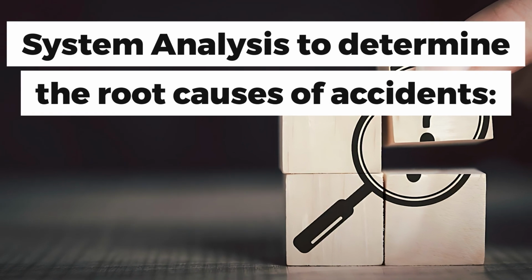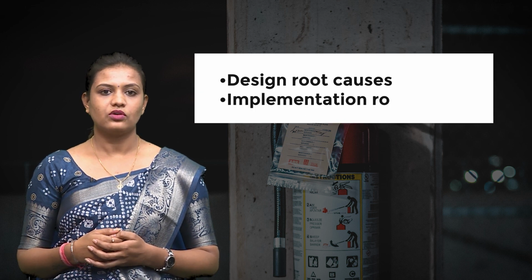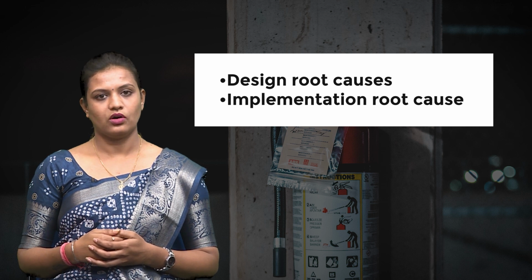The last analysis is system analysis to determine the root causes of the accident. Once an organization identifies inadequate policies, programs, plans, processes and procedures, they are getting to the root causes. The root causes for accidents are the underlying safety system weaknesses that have contributed to the existence of hazardous conditions and unsafe behaviors that represent surface causes of accidents. These weaknesses can take two forms: design root causes and implementation root causes.